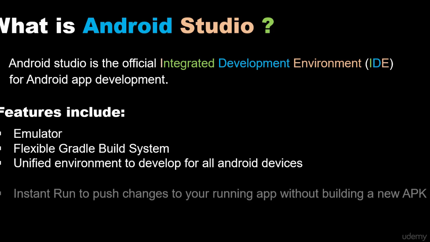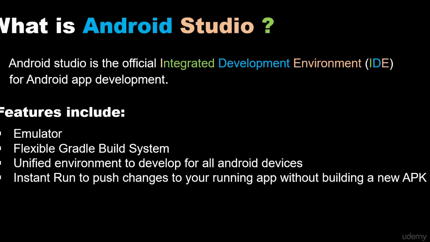Instant Run basically enables you to push changes to your running app without building a new APK. Instant Run is very interesting. It has been recently introduced into the recent versions of Android Studio. What that does is it enables you to apply changes to your application while it is still running. So you don't need to stop the application to apply the changes, and you would not need to build a new APK.